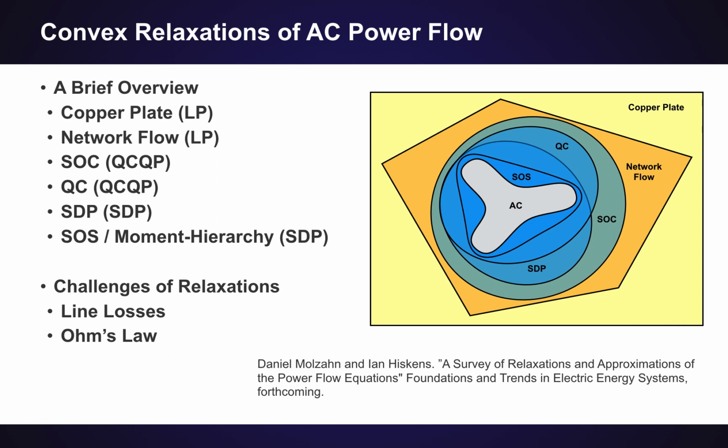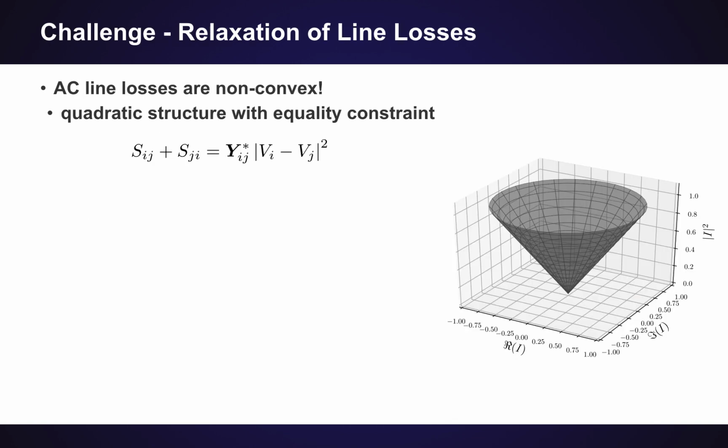And the two challenges have to do with line losses and Ohm's law. So let's first look at the challenge of line losses. As we talked about in a previous lecture, the AC line losses are inherently non-convex, because they have a quadratic structure and it's a strict equality constraint.